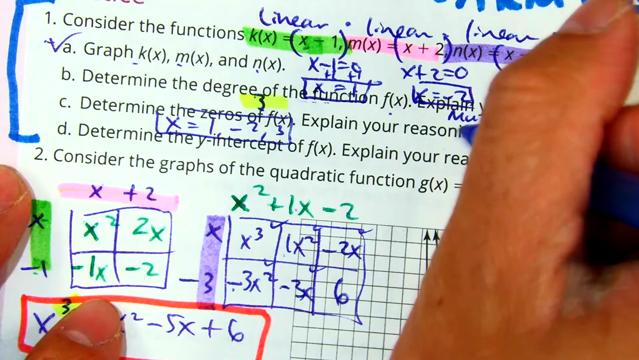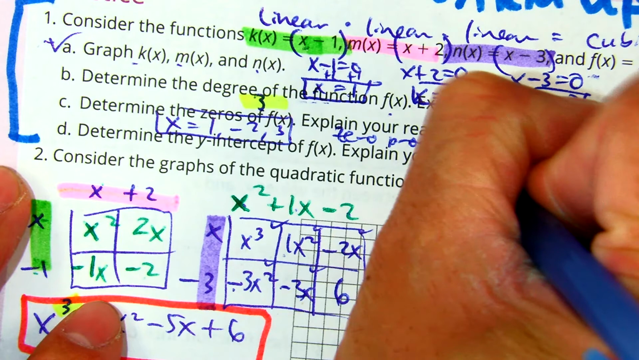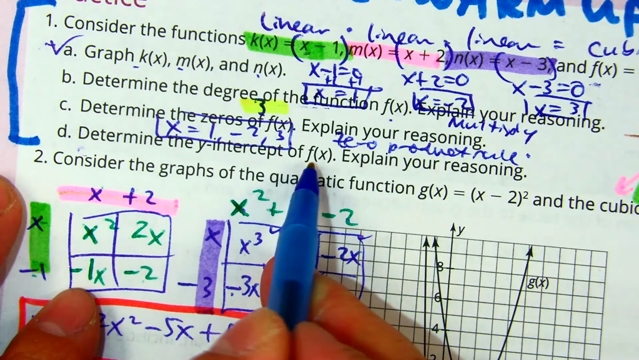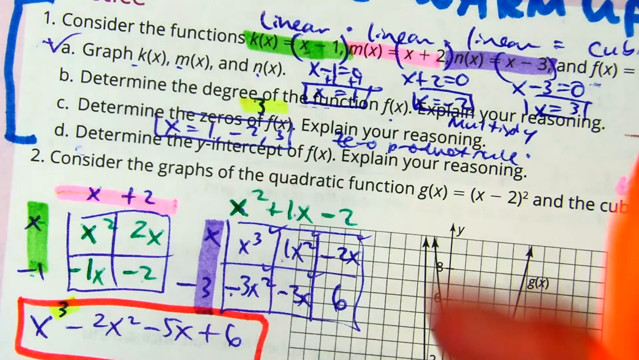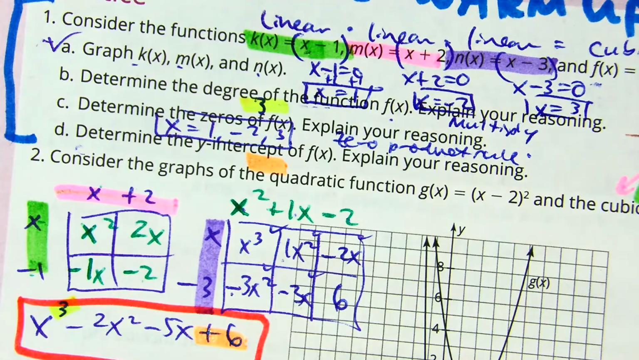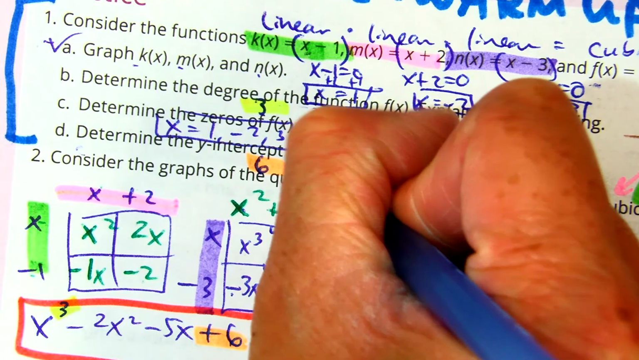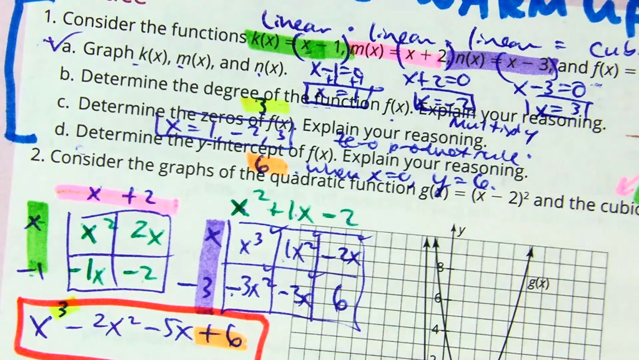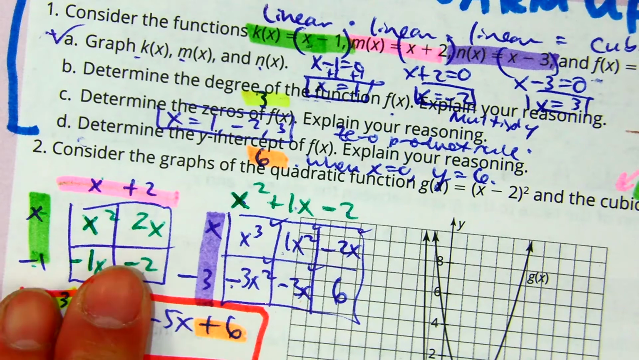Explain your reasoning. We basically did the zero product rule. You set it equal to 0. Determine the y-intercept of f of x. The y-intercept is just the constant. So that would be just 6. When x is equal to 0, y is equal to 6. Basically, if you put in 0 there, it goes away, goes away, goes away. You're just left with 6.